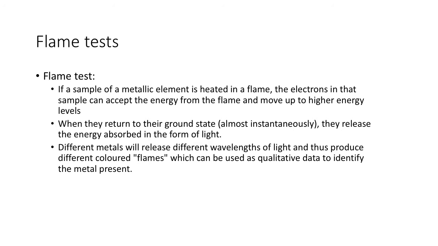So if a sample of a metallic element, which is generally powdered or in a solution, is heated in a flame, the electrons in that sample can accept the energy from the flame and then move into higher energy levels. Okay, so they get the heat from the fire and they move into higher energy levels. When they return to their ground state, which is almost instantaneous, so they effectively go up the energy level and then go back down, they release the energy absorbed in the form of light. So it went in as heat energy and it comes out as light energy, right?